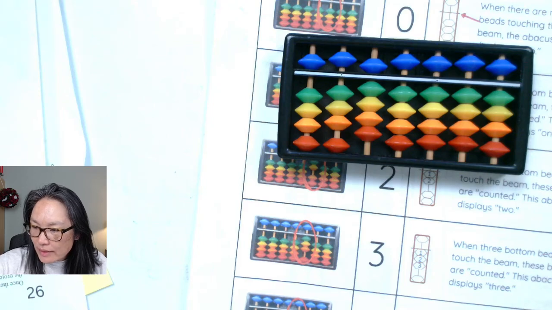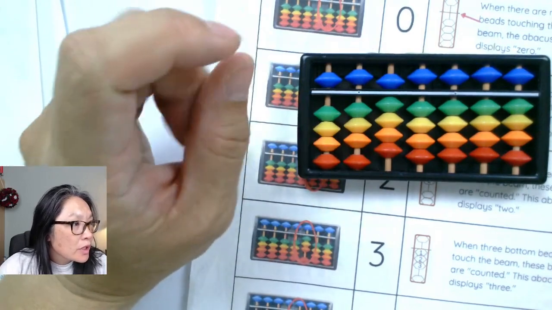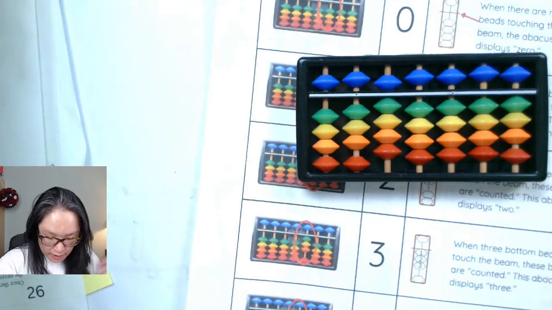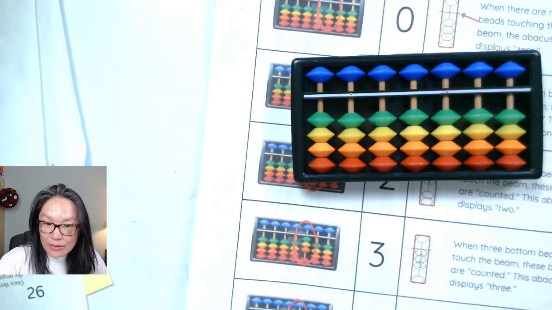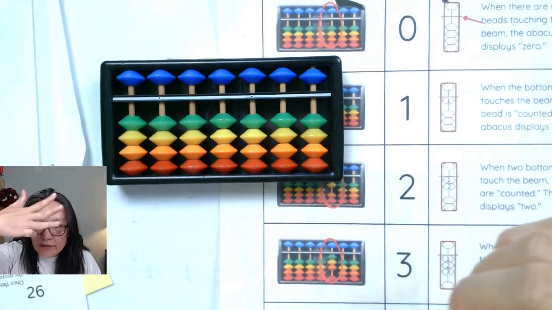So, what are we doing? We're talking about the abacus. Thank you so much for joining. Hello, hello, hello. Okay, this is an abacus. It is a counting tool. This counting tool helps us count, and we're going to add, subtract, multiply, and divide. That's what we're going to do.